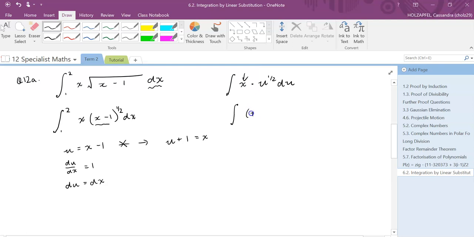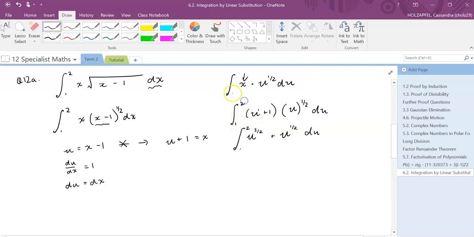So I have u plus 1 times by u to the power of a half du. So now it's going to be a little bit easier for me to integrate with respect to u. To do that, we can't really expand the brackets out here because this is u to the power of a half. So what I end up with, if I do u to the power of 1 times by u to the power of a half, that's going to give me u to the power of 3 over 2 plus u to the power of 1/2 du.